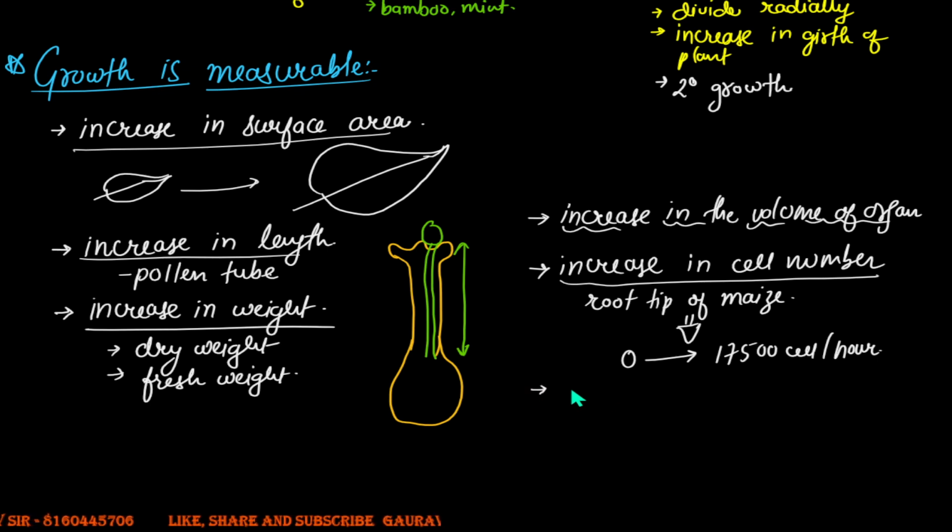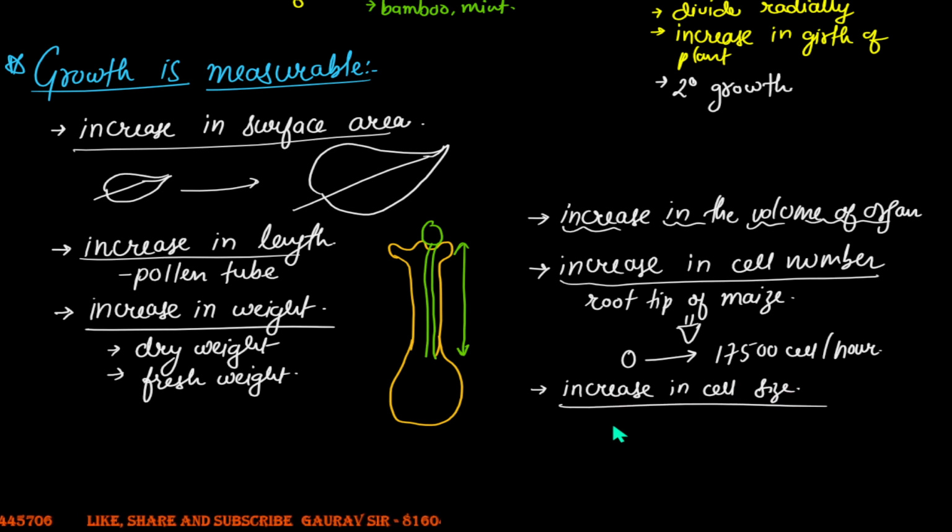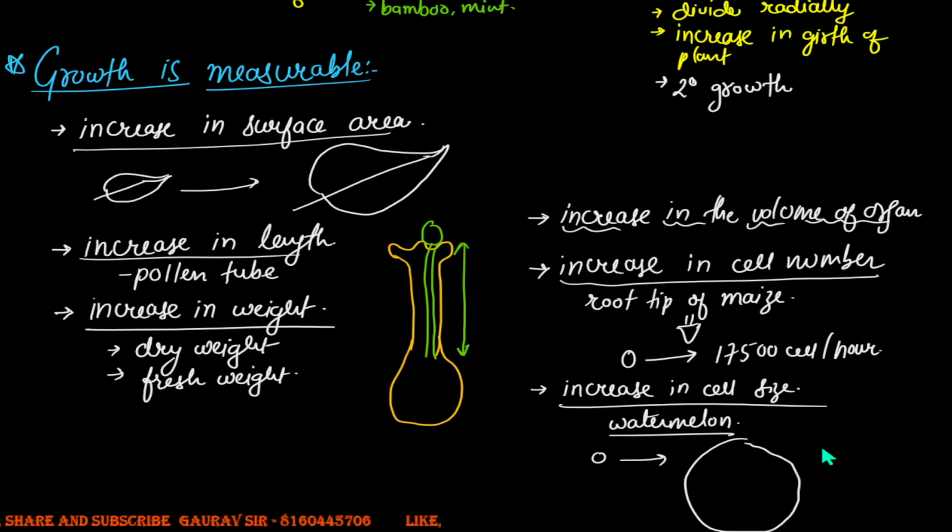Similarly, there can be an increase in cell size. If you were to observe a cell of watermelon, it's established that a single cell of watermelon can increase its size up to 3,50,000 times.